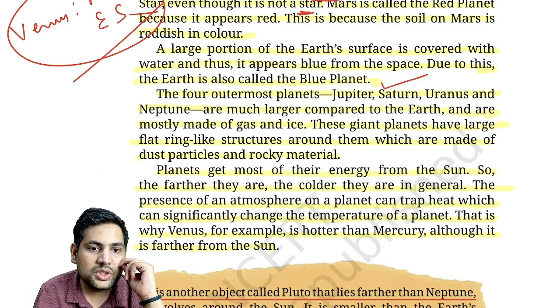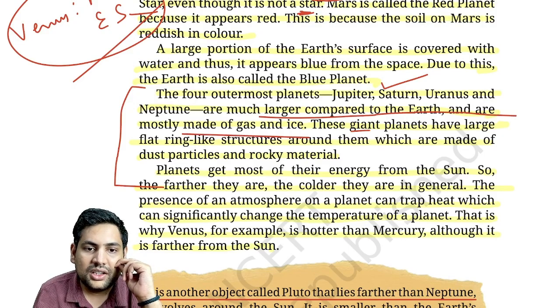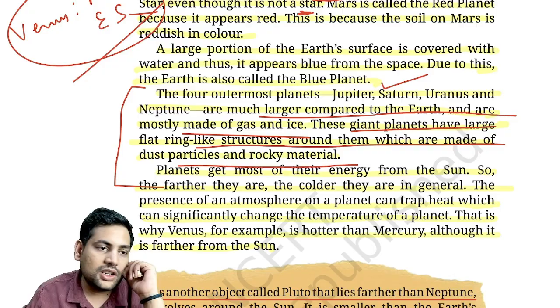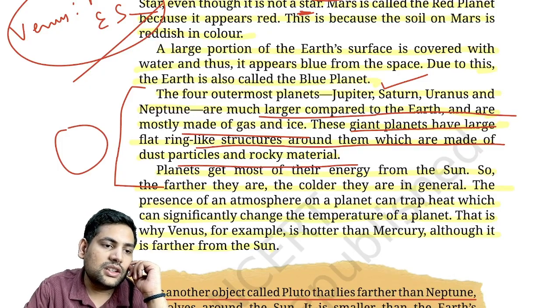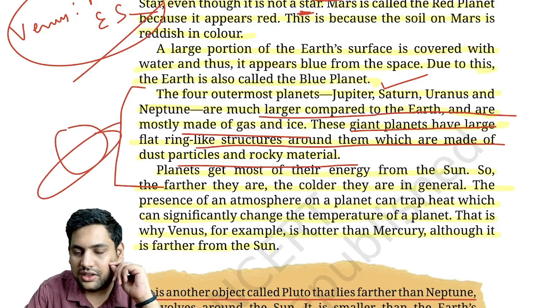The 4 outermost planets are much larger compared to Earth and are mostly made of gas and ice. These giant planets have large flat ring-like structures around them, which are made of dust particles and rocky materials. The most famous one is the Saturn ring, like this.